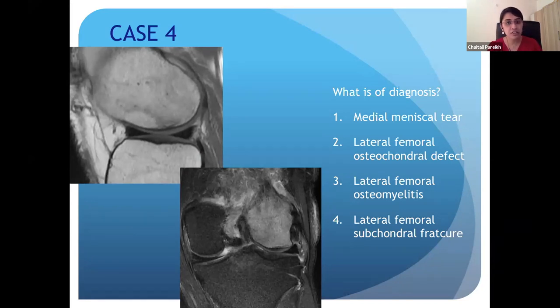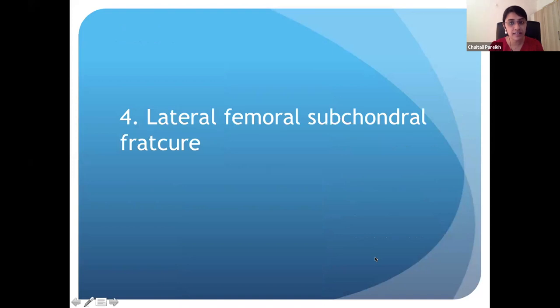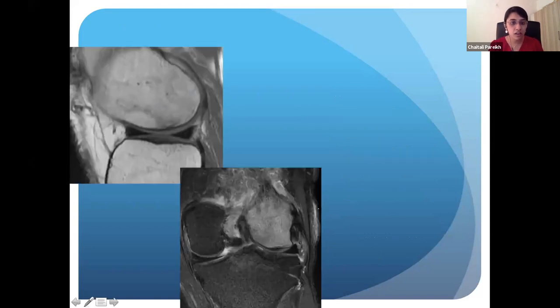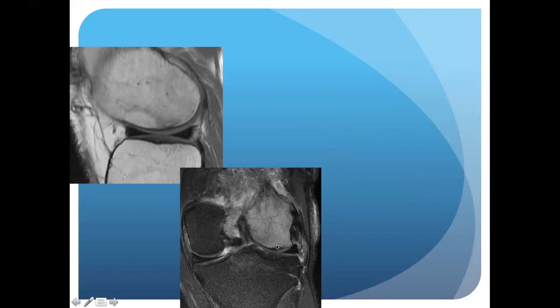Wow. So 65% of you have answered it as a lateral femoral subchondral fracture, and it is that. You can see a lot of marrow edema in the femoral condyle, but the important finding is this thin linear hypointense signal in the subchondral region. The overlying articular cartilage is intact. So this could be more like a fatigue fracture or a stress fracture. But this hypointense signal is something that you need to pick up.